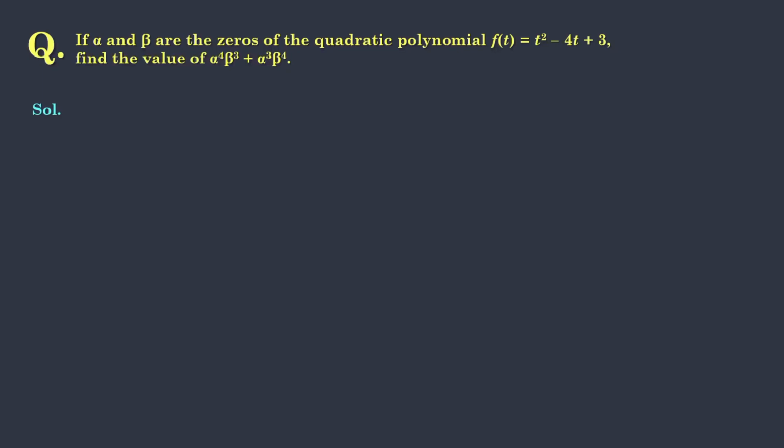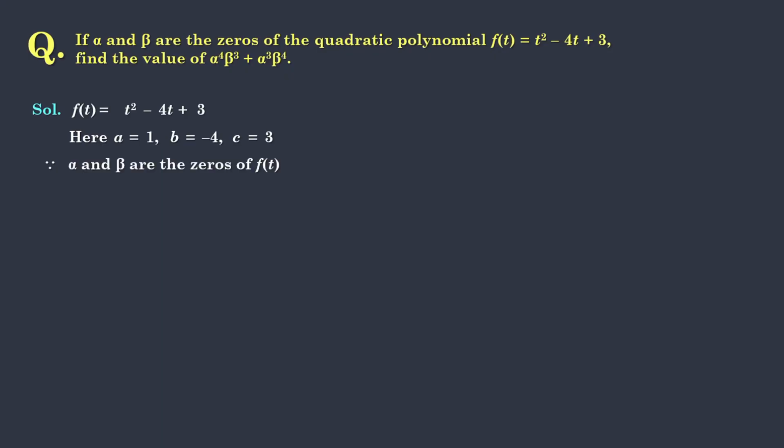Let us solve this problem step by step. We are given a quadratic polynomial. The zeros of the polynomial are alpha and beta. We need to find the value of alpha raised to the power 4 multiplied by beta raised to the power 3 plus alpha raised to the power 3 multiplied by beta raised to the power 4. The given polynomial has the coefficient of t squared equal to 1, the coefficient of t equal to -4, and the constant term equal to 3.